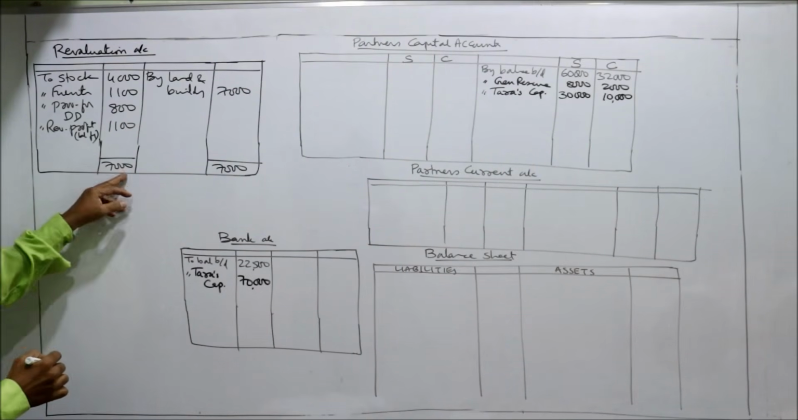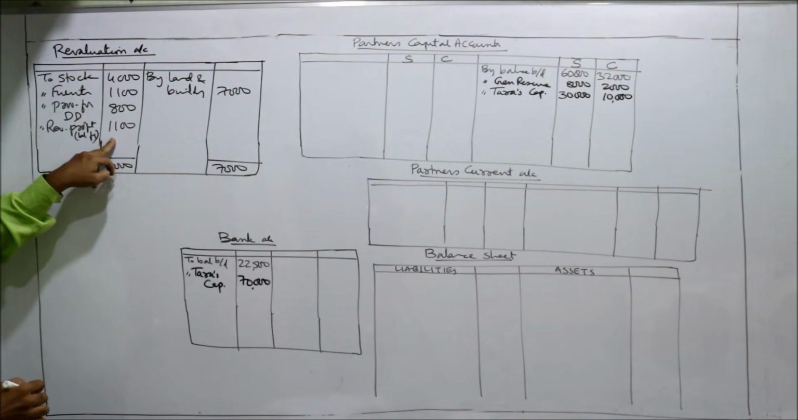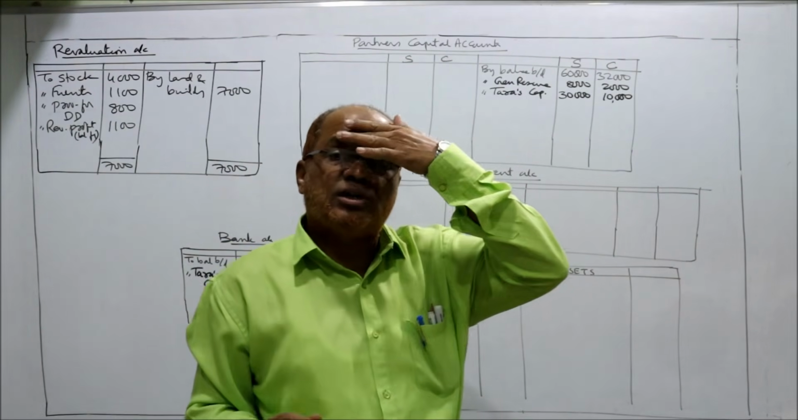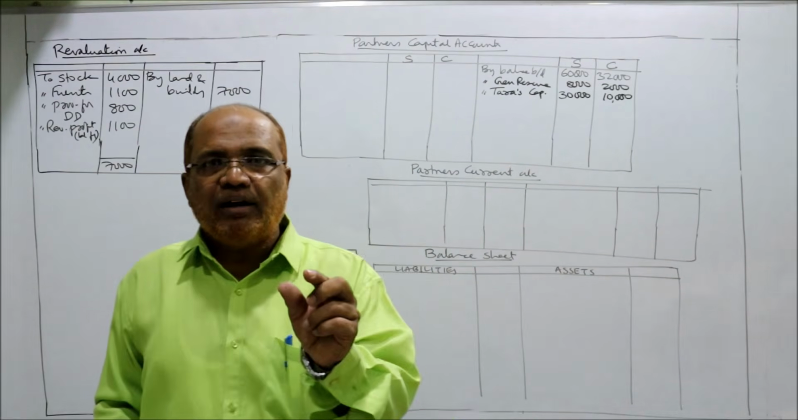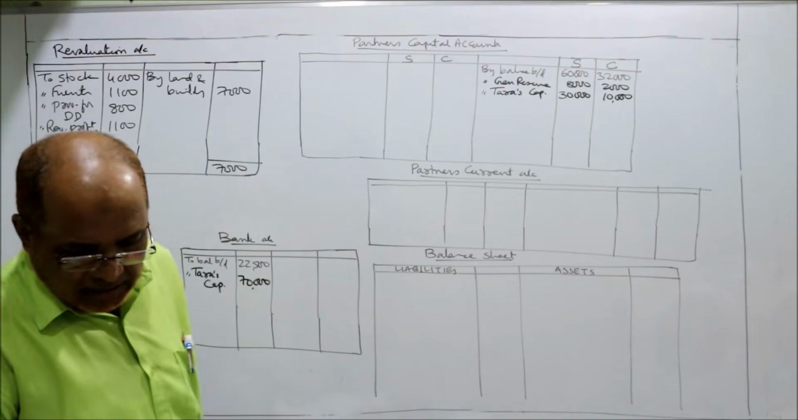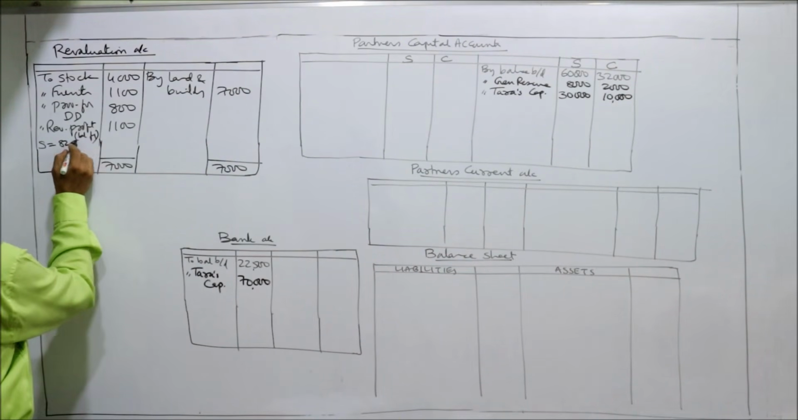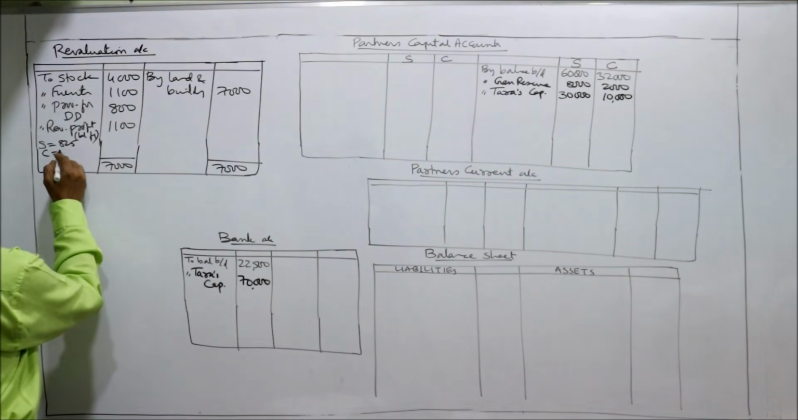So 7,000 minus 4,000 minus 1,100 minus 800, balancing figure 1,100. This 1,100 is the revaluation profit. It will be shared by old partners in old ratio 3:1. So 3/4 of 1,100 and 1/4 of 1,100. Surya will get 825 and Chandra will get 275.